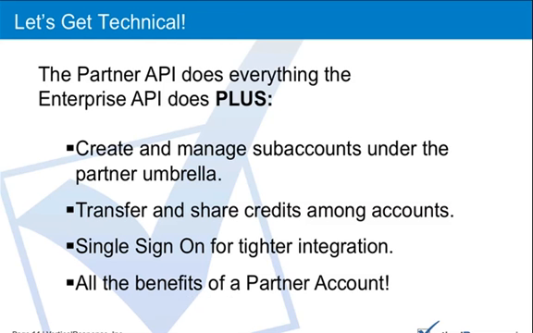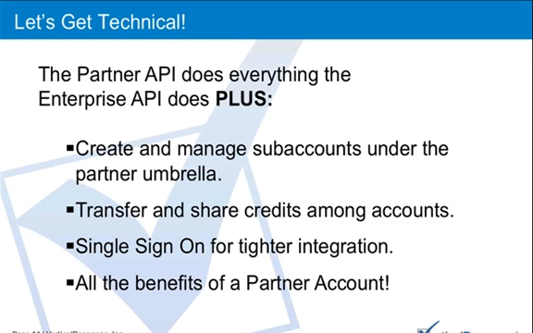So that's what the Enterprise API does. The Partner API does all of that. Plus, it allows you to create and manage sub-accounts under your partnership umbrella. So for every single one of your customers or for every department or however you want to organize it, you can have a sub-account on VerticalResponse that your master account can feed into. And part of the benefit of that is you can transfer and share credits among those accounts, so you can come up with all kinds of really creative ways to resell our services and resell our credits and maybe make additional money or take advantage of our bulk pricing.